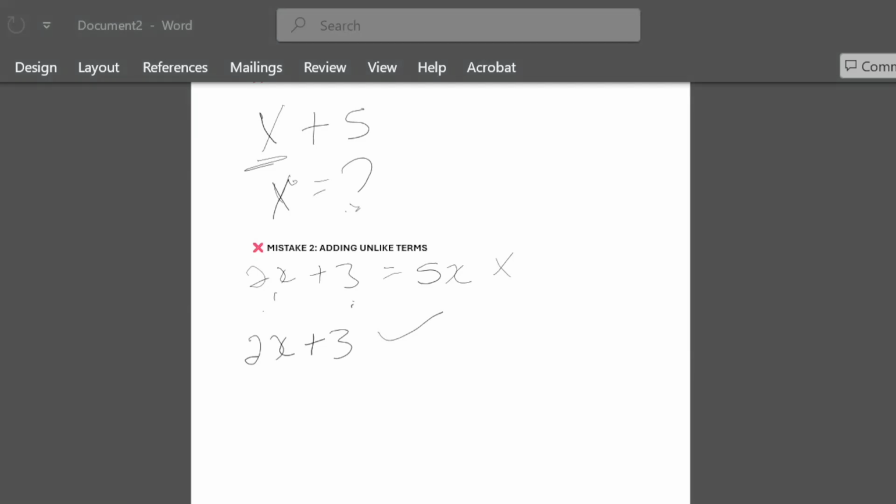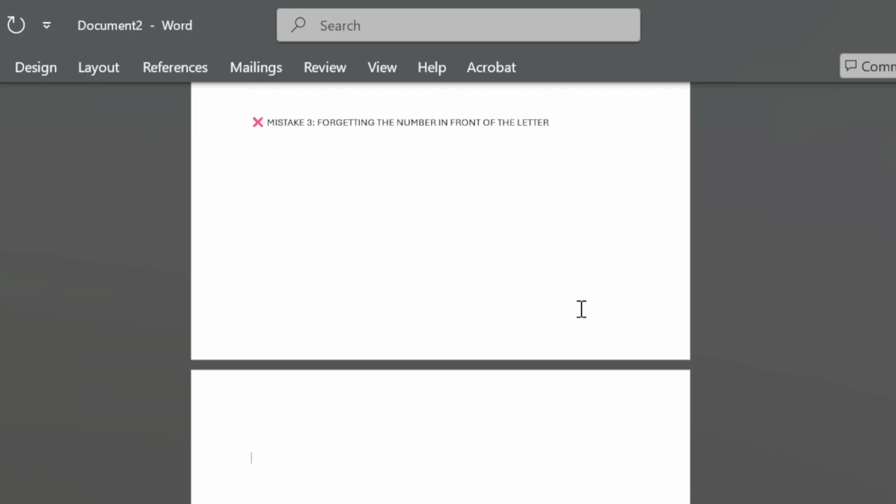Mistake number 3 is forgetting the number in front of the letter, right? So we have x plus x. Some learners forget that x has a number in front of it. X actually means 1x. So x plus x is not x. It is not x. This is wrong. It is 2x. So that's the answer in this case. And remember, a number in front of the x is called a coefficient.